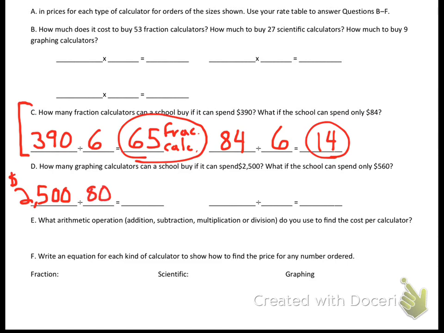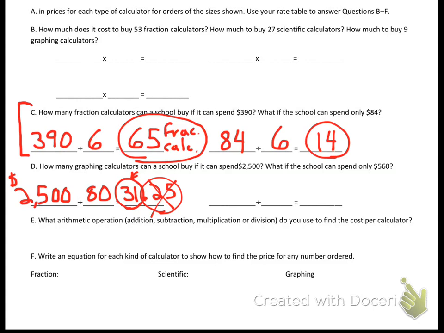So 2,500 divided by 80 gives me, can that be right? 2,500 divided by 80? Yep. I get 31.25, which means, can I buy a quarter of a calculator? No. I can only buy 31 calculators, and I'm going to have some money left over. So I can have 31 calculators spending that much money.